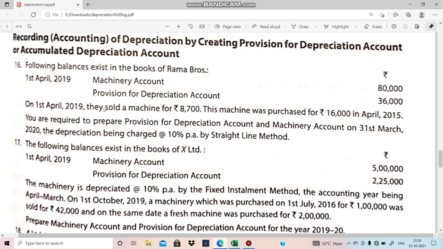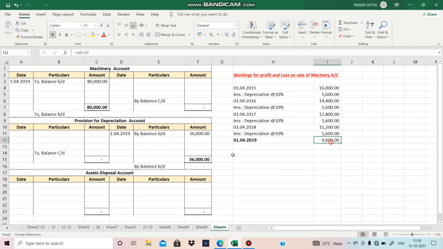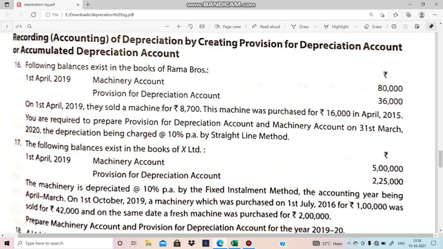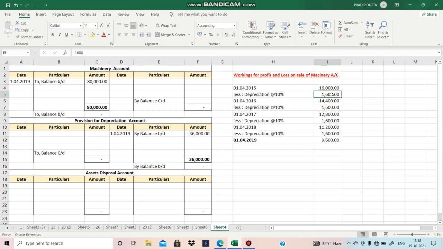See this question, 1st April 2019 sold for 8,700. So the written down value is 9,600. We bought the machine on 1st April 2015 for 16,000. We charge depreciation each and every year of 1,600, as it is the straight line method. Hope it is clear. So after deducting all depreciation, the written down value on the date of sale, 1st April 2019, is 9,600.